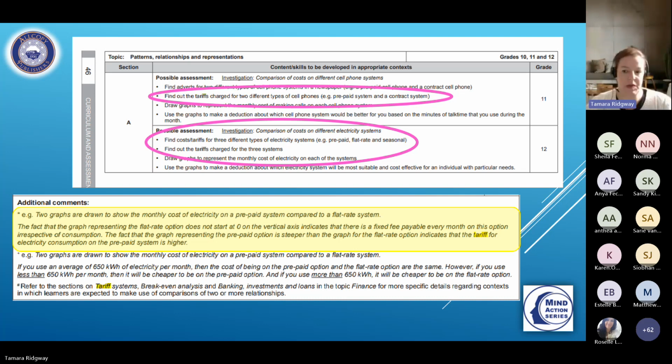Now, I am going to speak about the step graph because that does come in. You can't cover tariffs without a step graph, but we can also see that we can refer to tariffs with our straight line graphs and you introduce break even in a context of which contract, for example, would be the cheaper one.